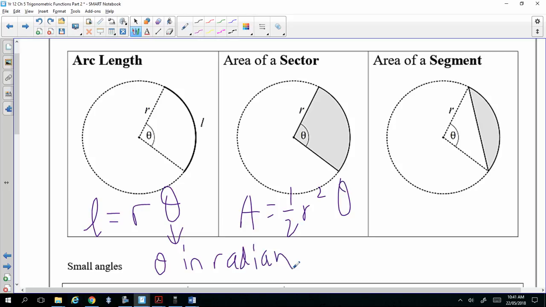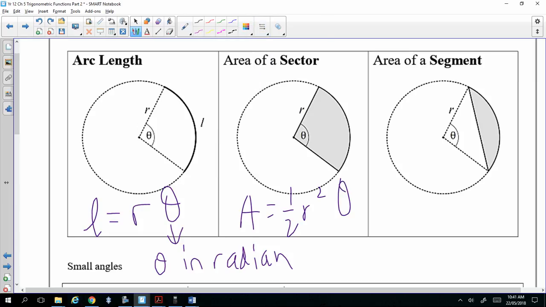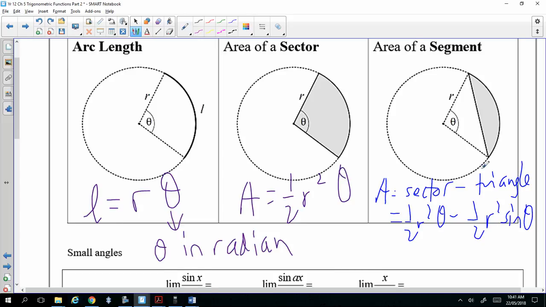And for the next one, you've got the area of the segment. That's not on the formula sheet, but you can just remember it is sector subtract triangle. When you remember this, you will do half r squared theta minus half r squared sine theta. Just do that. Alright, good.